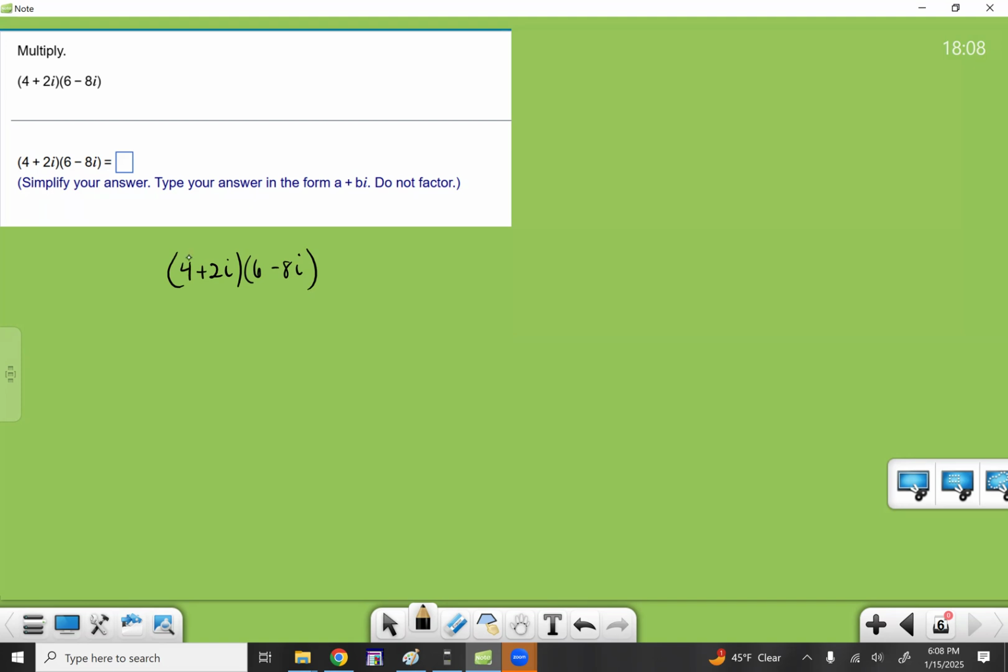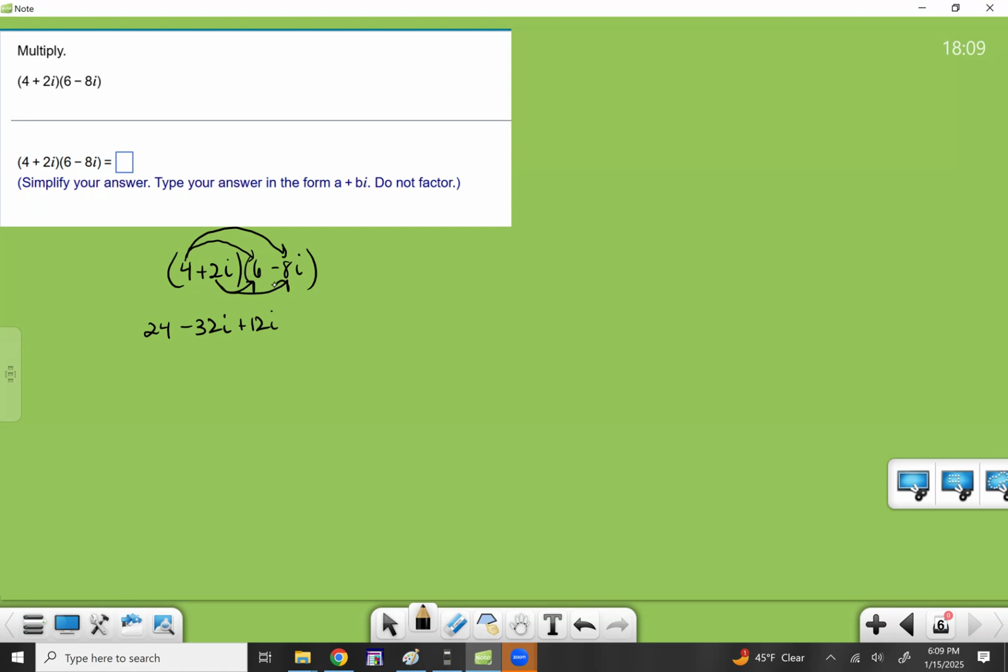So basically all we're doing is foiling. Let's just be really detailed when you do your foiling here. So 4 times 6 is 24. And then 4 times negative 8i is negative 32i. Then 2i times 6 is going to be 12i. And here's the hardest one. This is the one that people miss the most. So really take your time on it, okay?